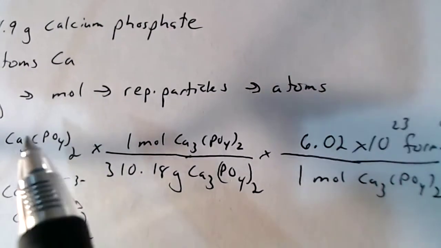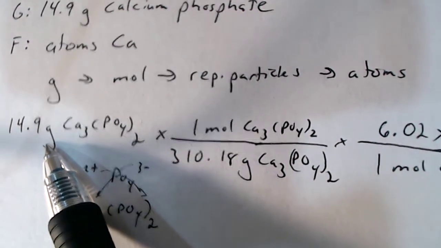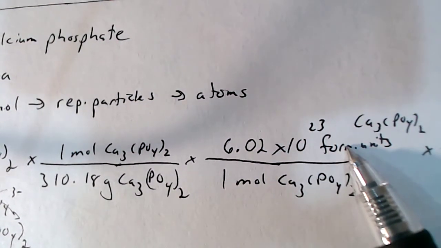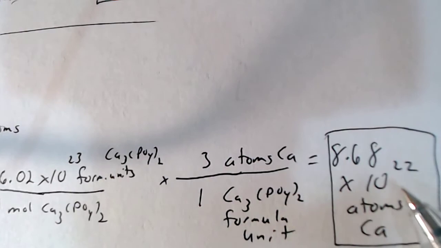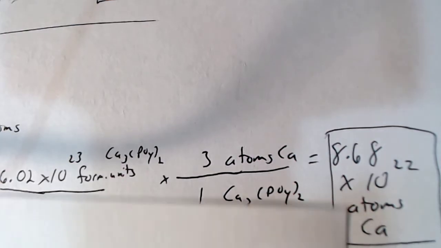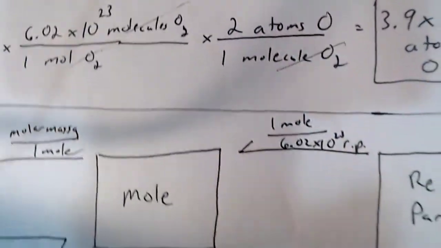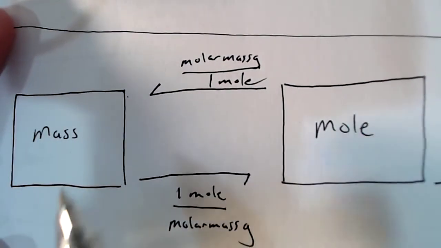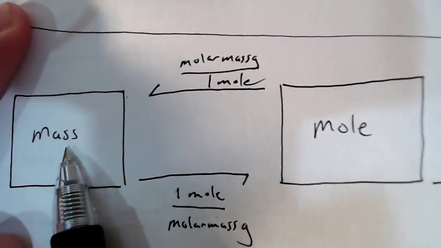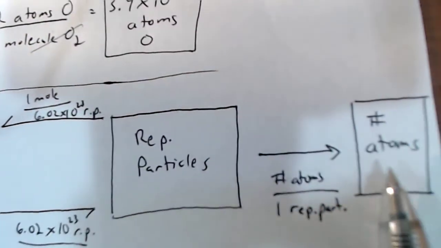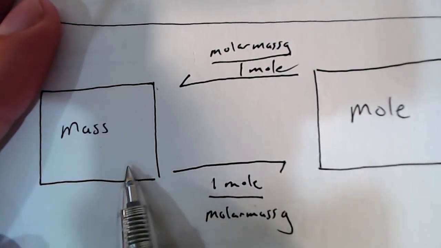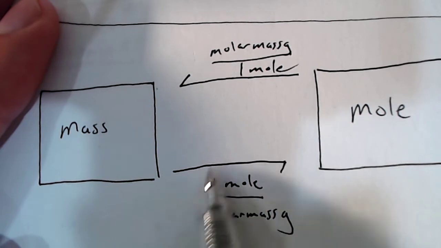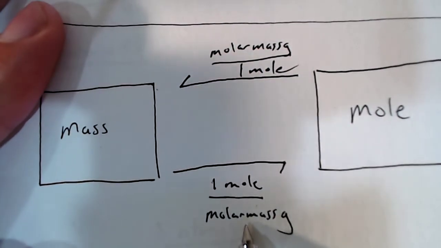So 14.9 times 6.02 times 10 to the 23 times 3, then divided by 310.18 gives 8.68 times 10 to the 22 atoms of calcium. So what we just did was we used the mole map again. We just went from grams, a unit of mass, all the way into atoms of a specific element, calcium. So we took the number of grams and we multiplied by this unit conversion factor, 1 mole over the molar mass of that substance.